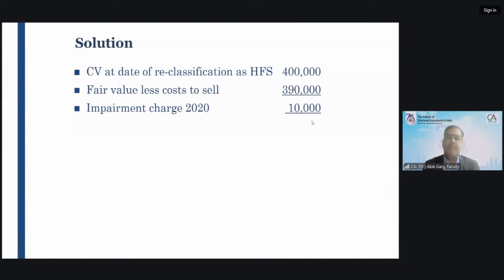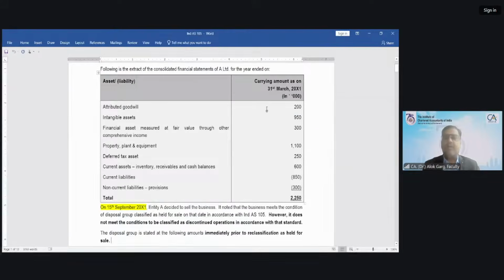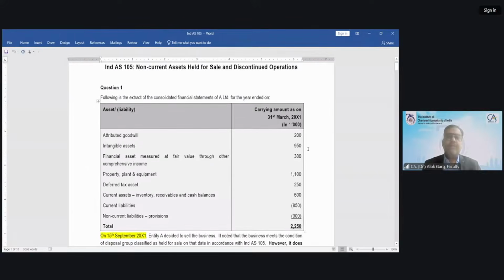Very good. Now, I'm moving to question number one. And friends, what is this question number one? Following is the extract of the consolidated financial statement of A Limited for the year ended on 31st March 20x1, right? Attributed goodwill is 200,000. These numbers are in thousands.